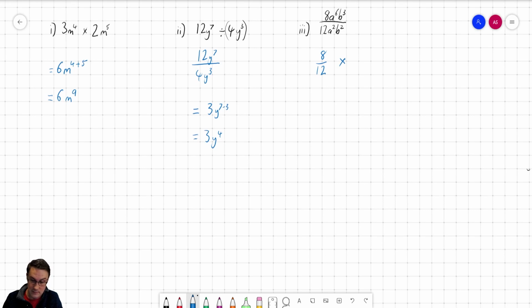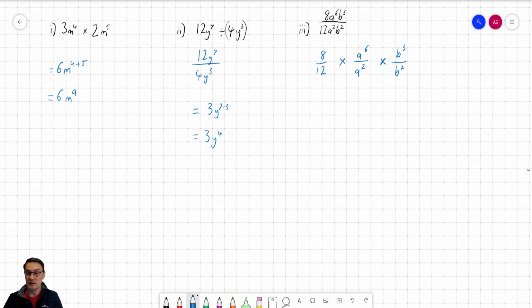So then it's going to be times. And the next part I want to work out here is just the letter a. So I'm going to have a to the power of 6 over a to the power of 2. Then I'm going to have times. And then I'm going to focus on the b part here. That's going to be b to the power of 3 over b to the power of 2. So now that I've broken it into each of these parts, I can just deal with one at a time.